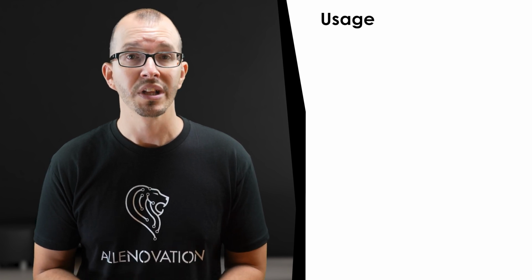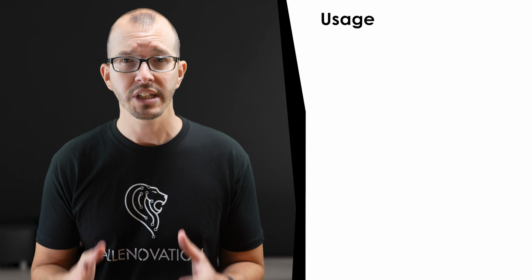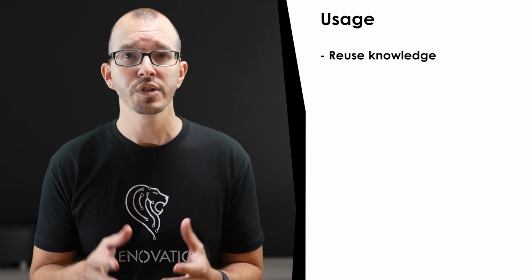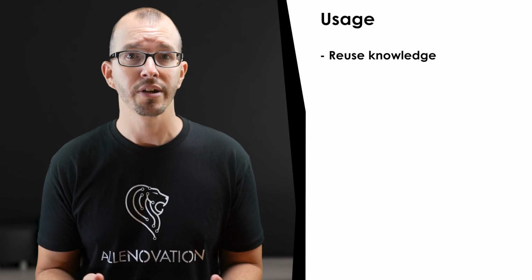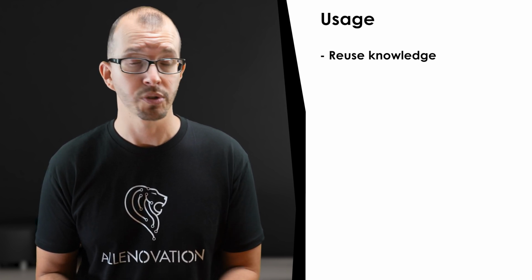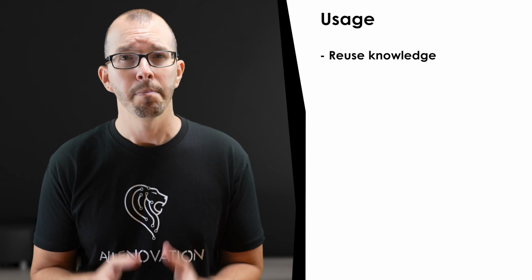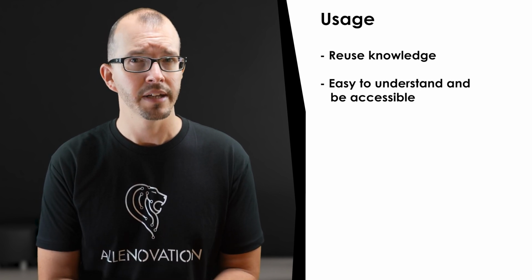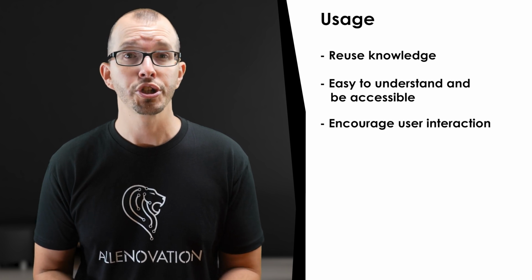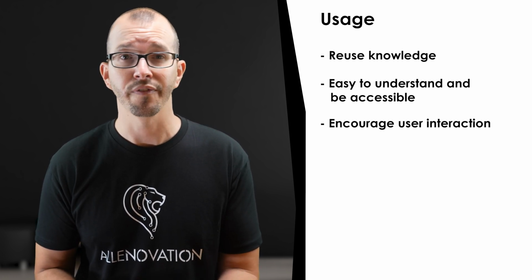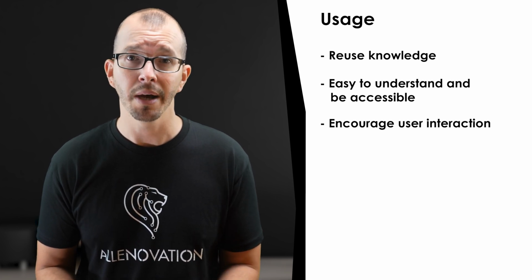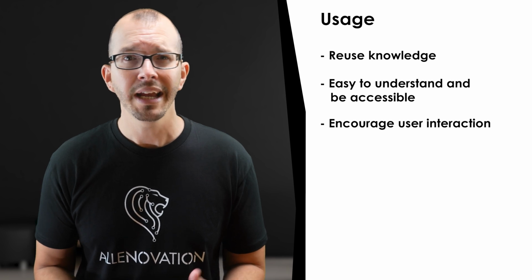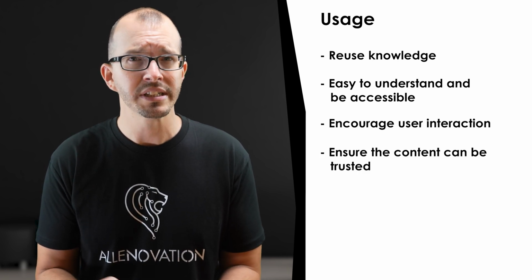The next topic in the knowledge management process journey relates to usage, and so the focus here would be to reuse knowledge, whether through knowledge blocks or the content being related to other areas of the platform, such as request items or attached to incidents. Make knowledge easy to understand and accessible. Encourage user interaction, such as providing feedback, giving ratings, or reporting issues with the content so that it can be updated or corrected. And ensure that the content can be trusted. Is it up to date?